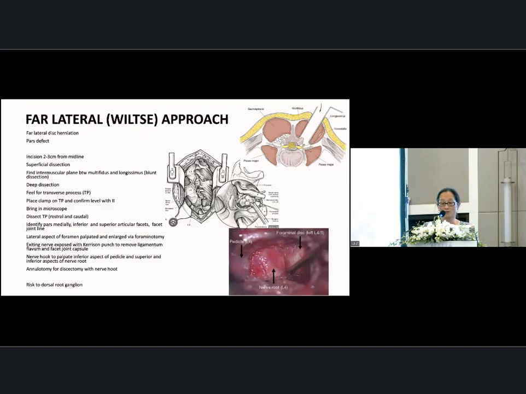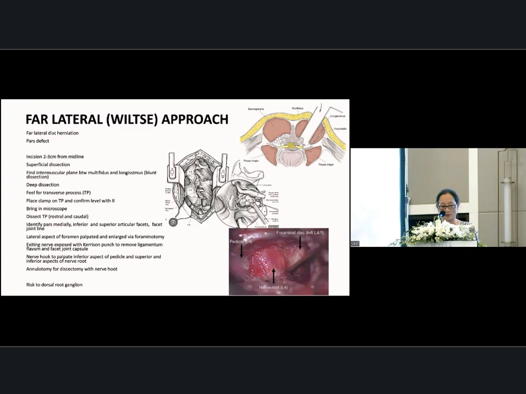And finally, just the far lateral approach, which I'll just touch on because I was meant to just talk about the standard approach. This is for far lateral disc herniations and where there's a pars defect, because you don't want to do a medial facetectomy in a patient who has a pars defect, even unilaterally, because you're going to add to the instability for that patient and therefore maybe lead to needing a fusion.